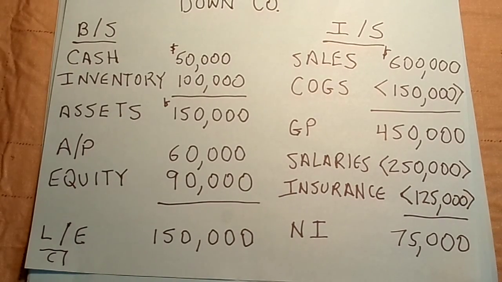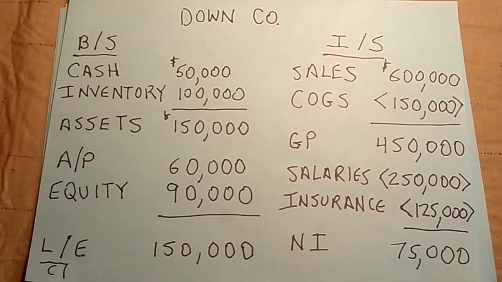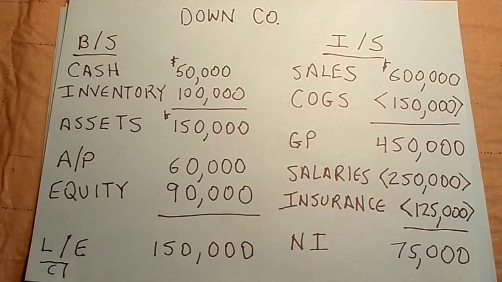With regard to Down Company, we have something similar. This was deliberately designed to be a very similar balance sheet and income statement. In reality, companies are usually compared who aren't so similar. Here we have a balance sheet for Down with cash of $50,000, inventory of $100,000, and it makes assets $150,000. Then we have accounts payable $60,000 plus equity of $90,000 equals liabilities and equity of $150,000.